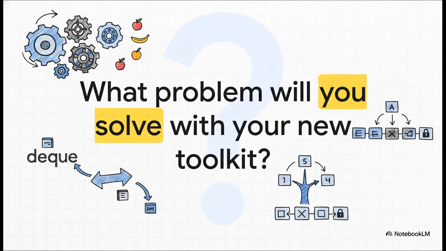Armed with your new knowledge of counter, deque, and heapq, take a look at your own code. Where could you replace a clunky loop or an inefficient list with the perfect tool for the job? What problem are you going to solve with your new toolkit?